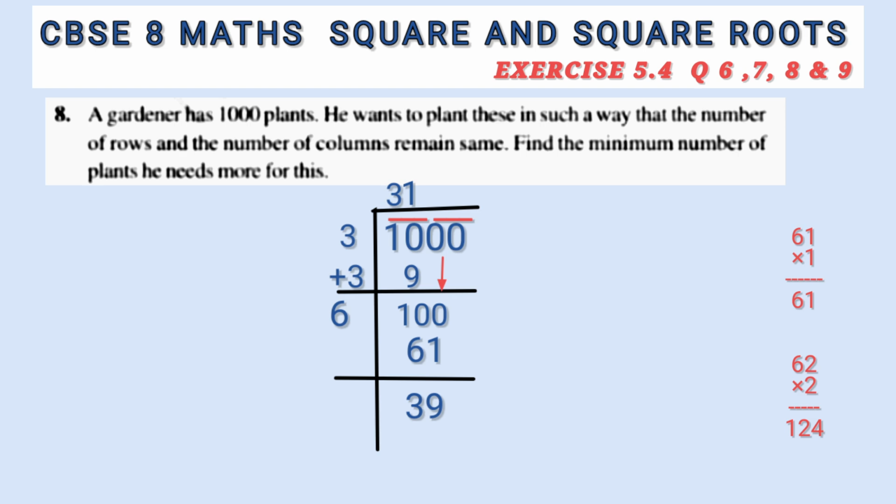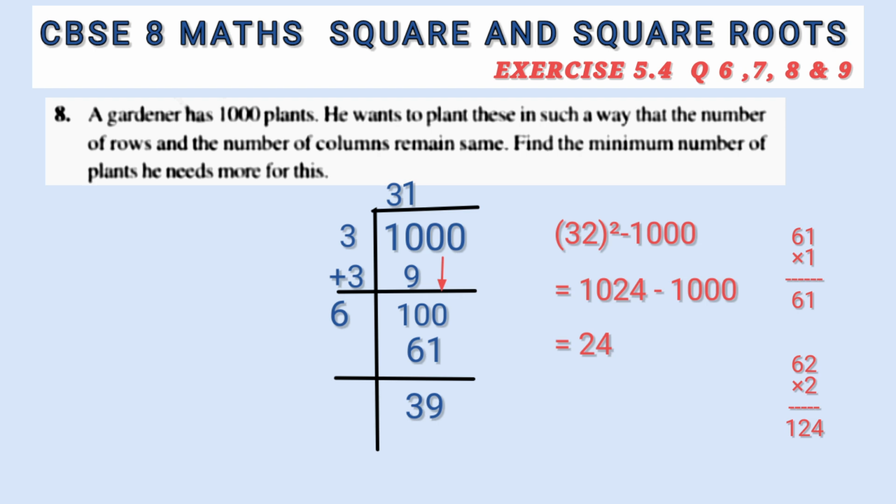But we want a number which is more than 1000 and a perfect square. We can do this in two ways. The quotient is 31. The next perfect square will be 32. We will find the value of 32 square and see the difference between 32 square and 1000, which is 24 in this case. We have to add 24 to 1000 to make it a perfect square.